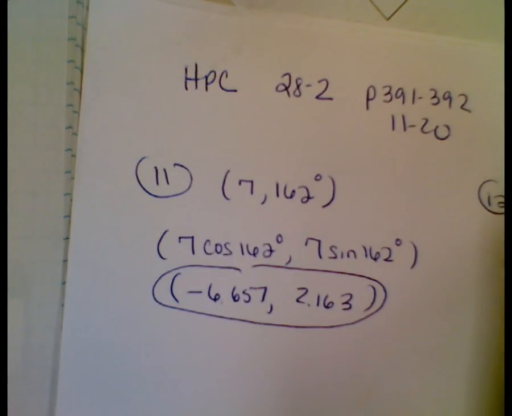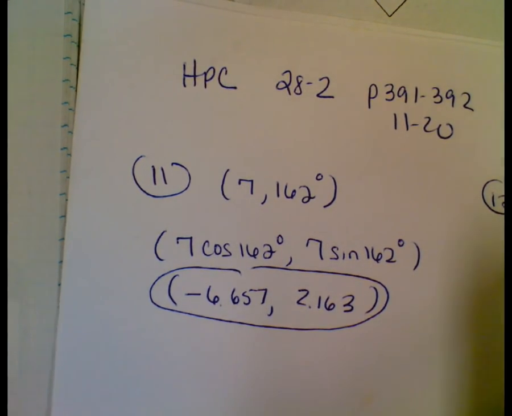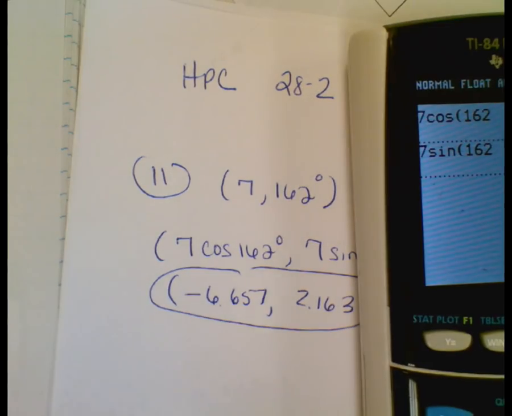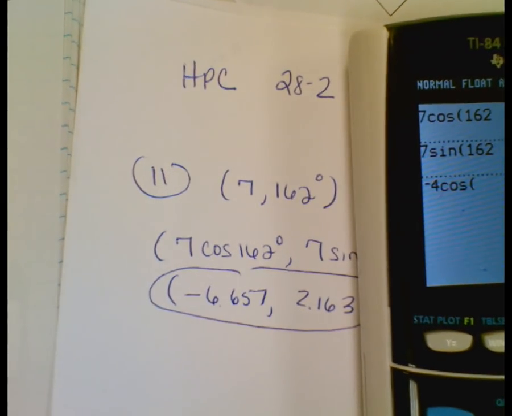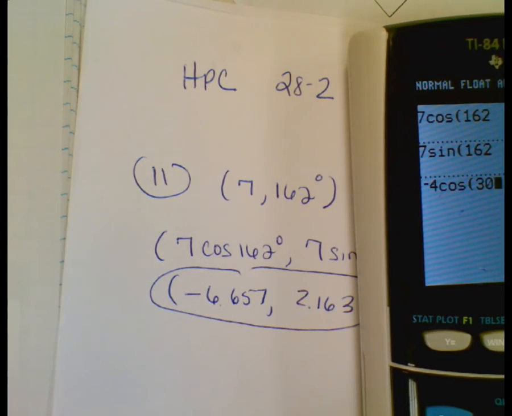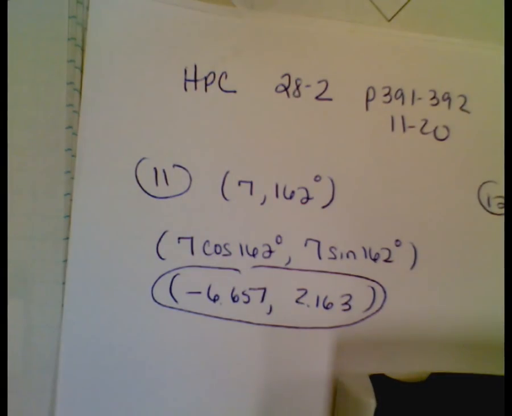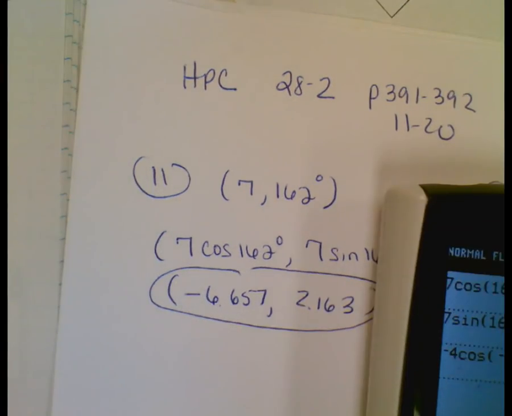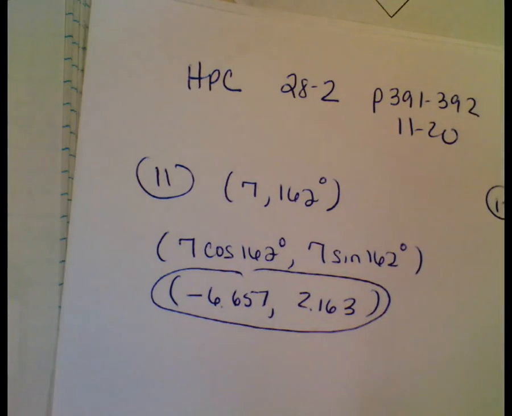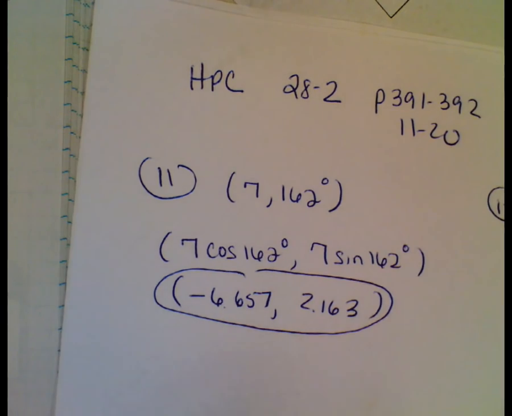Number 12, negative 4, negative 30 degrees. So we have negative 4 cosine of negative 30 and negative 4 sine of negative 30. So punch that in. Negative 4 cosine of 30. I think that was negative 30, wasn't it? Negative 30 makes a difference. And that's this. So it's negative 3.464. And then we have negative 4 sine of negative 30. If you just want to go back and do sine, I don't know if it's quicker. It's 2. That's your answer to 12.